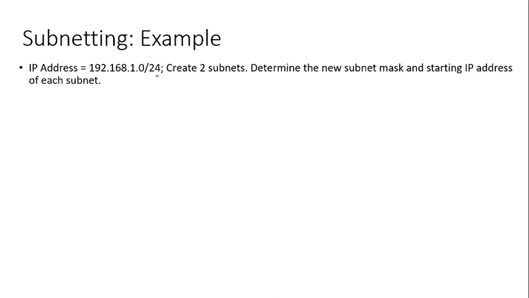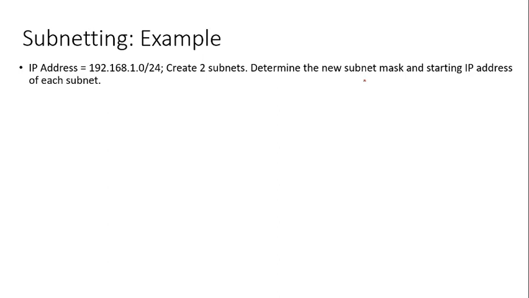If we don't create multiple subnets here, by default we will have only one network, so all our hosts will be using the same network. However, we want our whole network to be divided into sub portions, because there are users who have to be categorized. So we will do the subnetting, and in this example we will create two subnets from this IP address, and then we will determine the new subnet mask and the starting IP address of each subnet. So how will we do that?